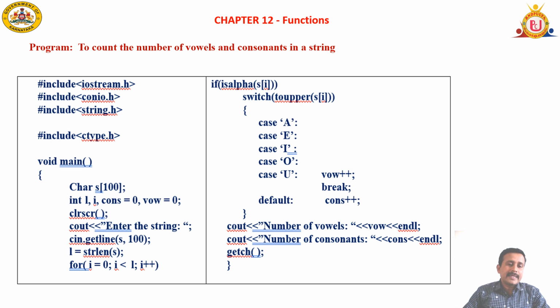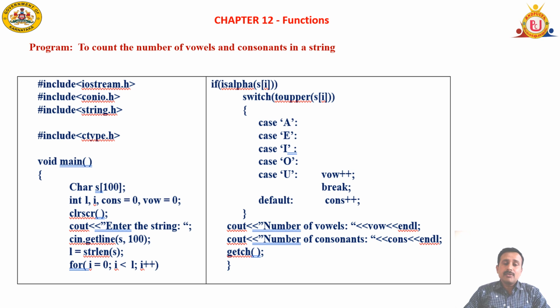Next we will go for the second character. i becomes 1. Is 1 less than l? If the condition is true, it will come to this condition. If isalpha of s of 1, it converts into uppercase, s of 1, and checks whether the second letter is equivalent to any of these letters. If it is equal, it adds one to vowels, or otherwise it will add one to consonants. So it will go on doing the same thing until it reaches the null character.